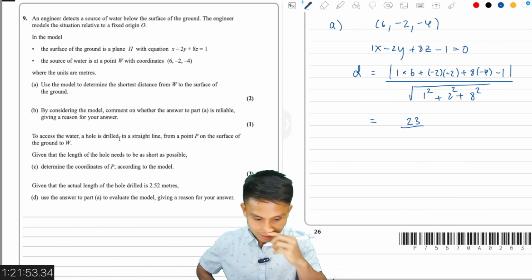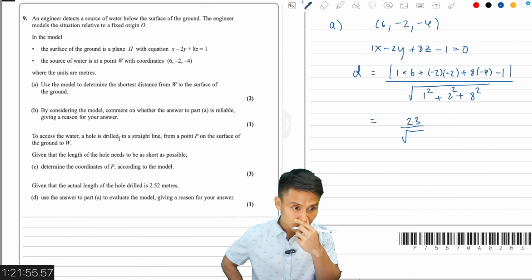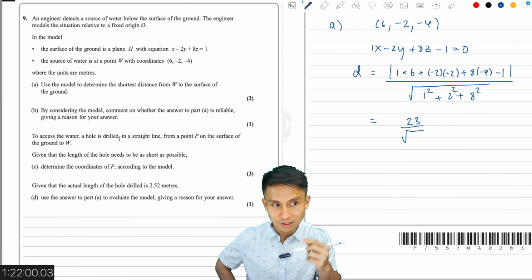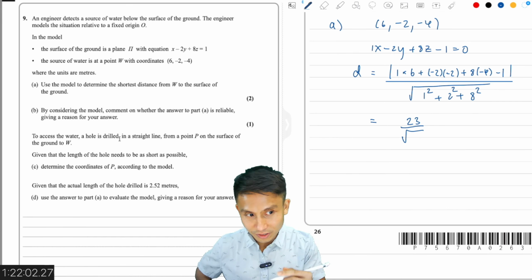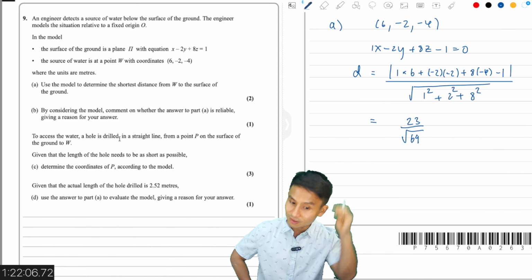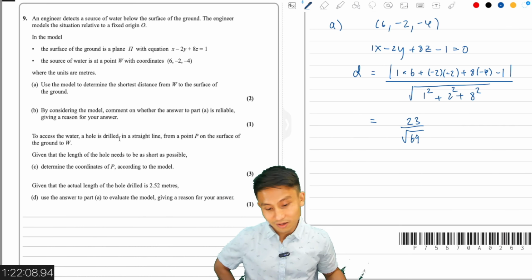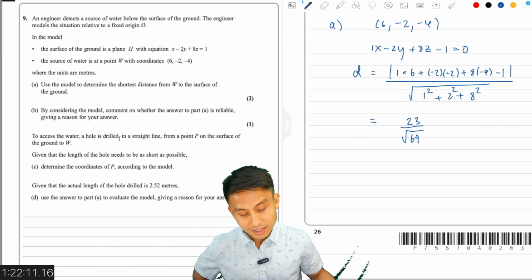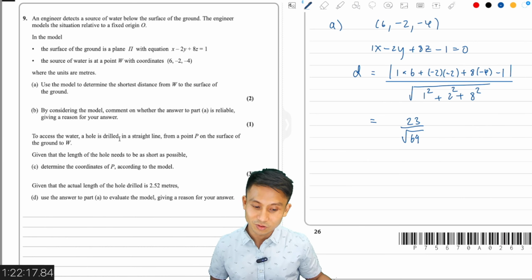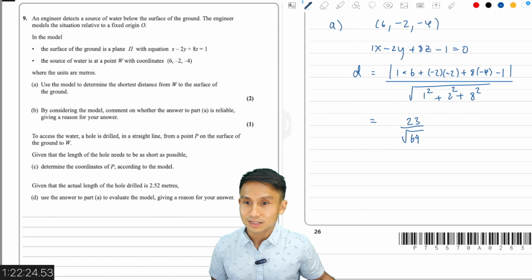Divided by the Pythagoras of that, so square root of 1 plus 4 is 5, 5 plus 64 is 69. So square root 69. That feels like I can use 3 to simplify that, can I not? 3 is 23. Should I do that? Probably not. No need to. Yeah, I'm going to leave it at that.